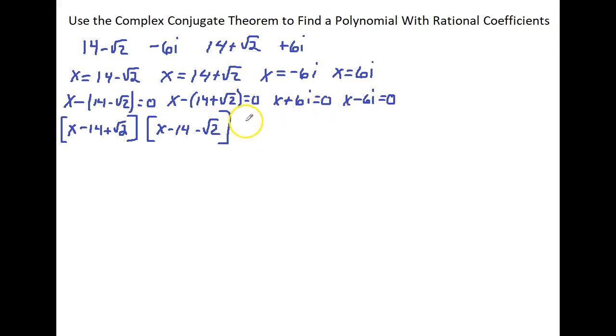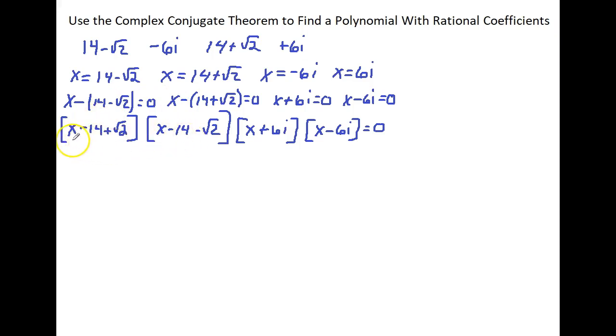And we're going to keep on with these. Brackets are the same as parentheses, they just have straight lines. Kind of helps so your eyes don't get all buggy. Okay, I'm going to have x plus 6i, and we have to multiply all these together, and x minus 6i equals 0.